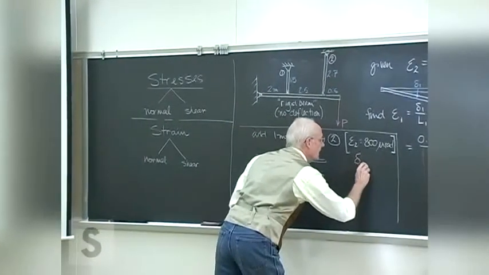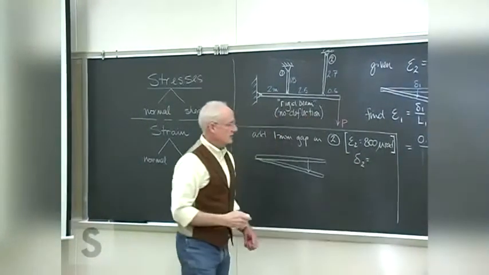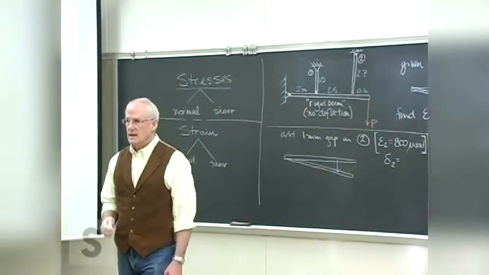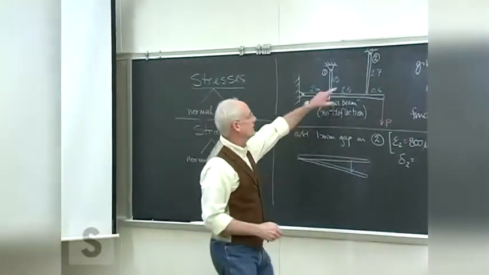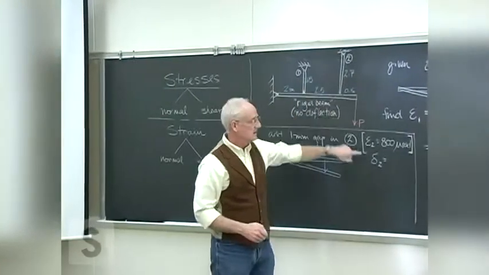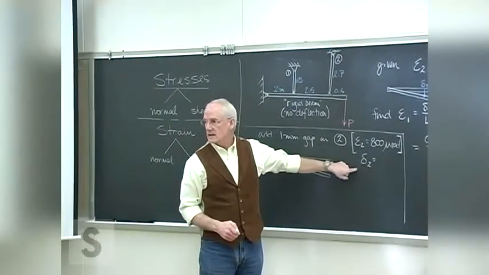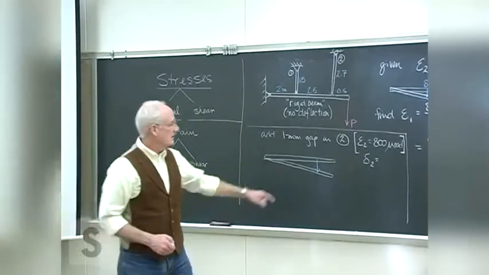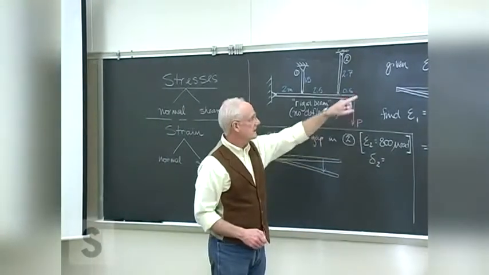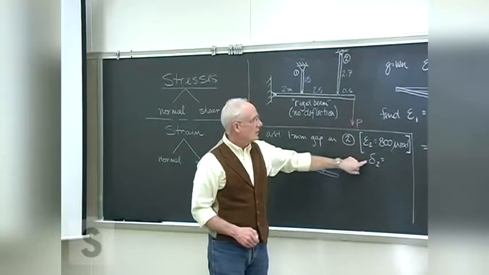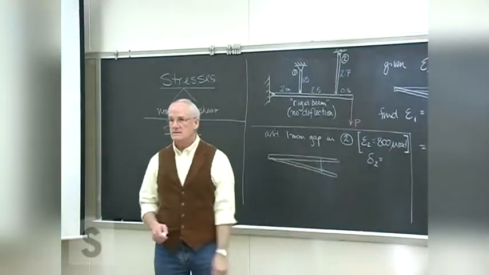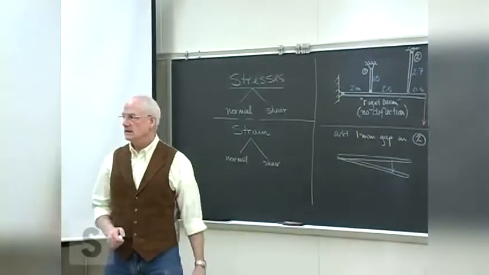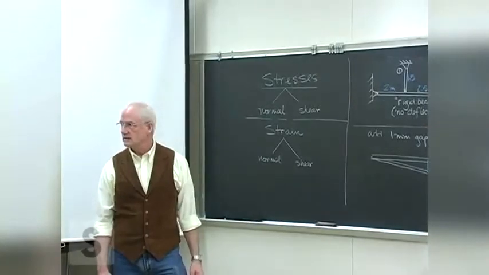If that's the strain, that should lead us to the actual elongation of that piece. What is that elongation? If that's the strain, which was the same strain we found before, what now is the actual elongation of piece 2?